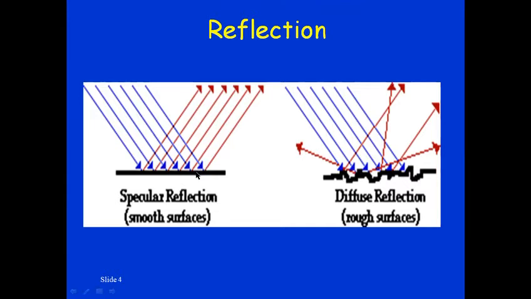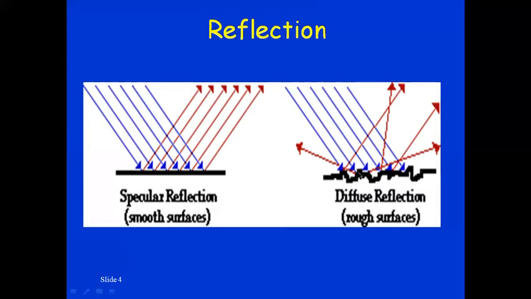The surfaces can be of two types: smooth surfaces or rough surfaces like this one. When the light rays strike a smooth or shiny surface, they bounce back in the same direction. All the rays will bounce back in the same direction. This type of reflection is known as specular reflection, or regular reflection.